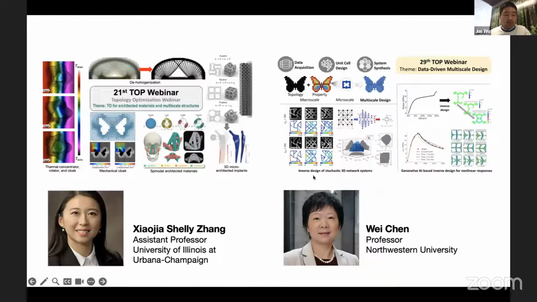In 2022, Professor Shelly Zhang from the University of Illinois at Urbana-Champaign organized a session on topology optimization for architectural material and multiscale structures. Shelly will also give a talk today. Last month, Professor Wei Chen from Northwestern University organized a session on data-driven multiscale design. Both sessions were very well attended. If you have missed any of those sessions, you can watch the recordings on YouTube.